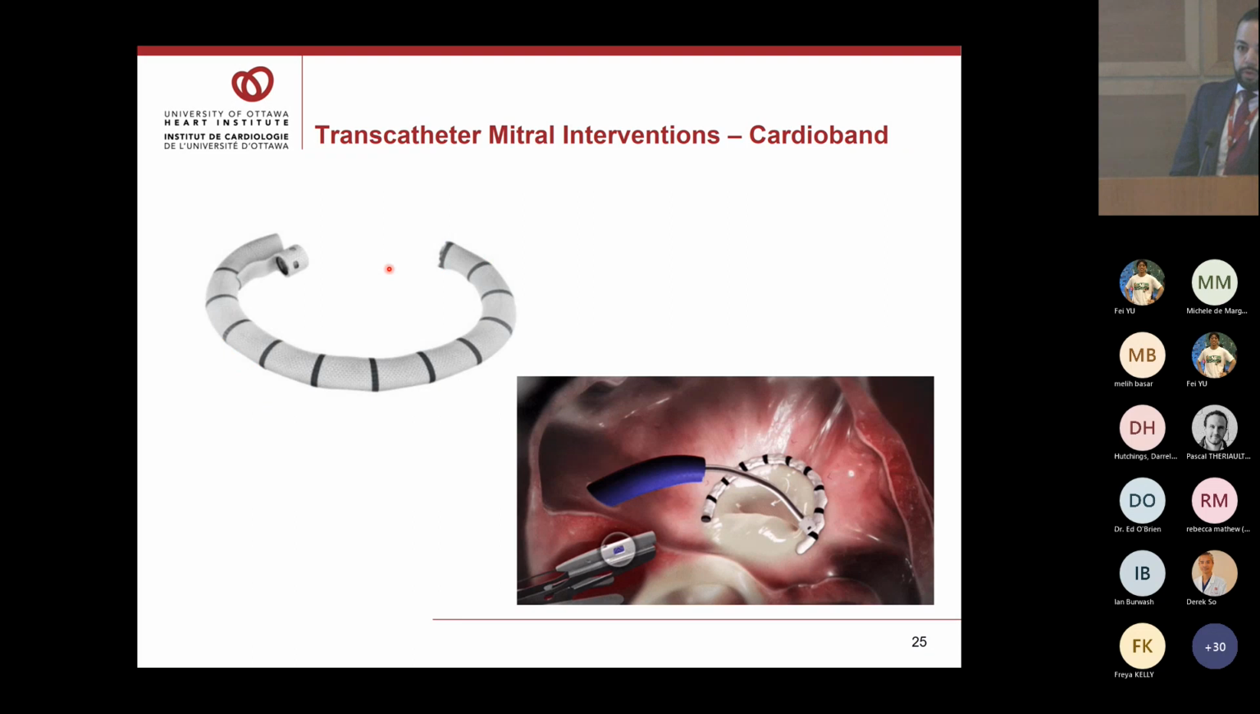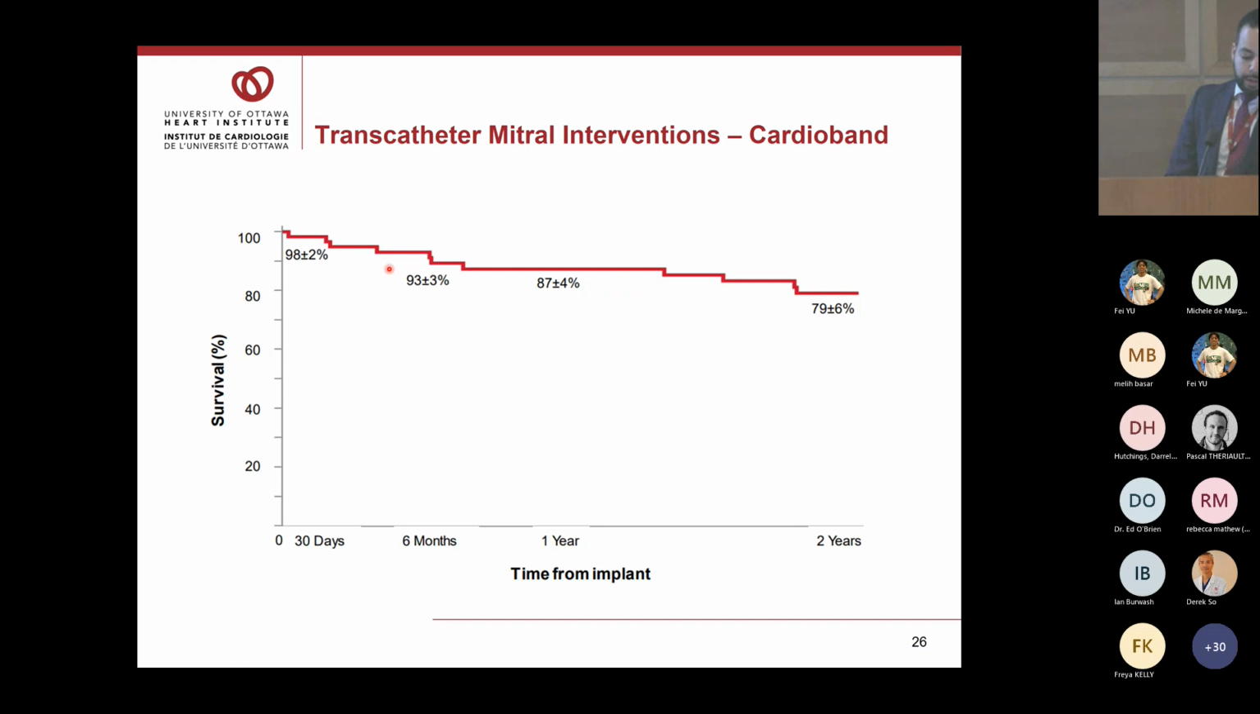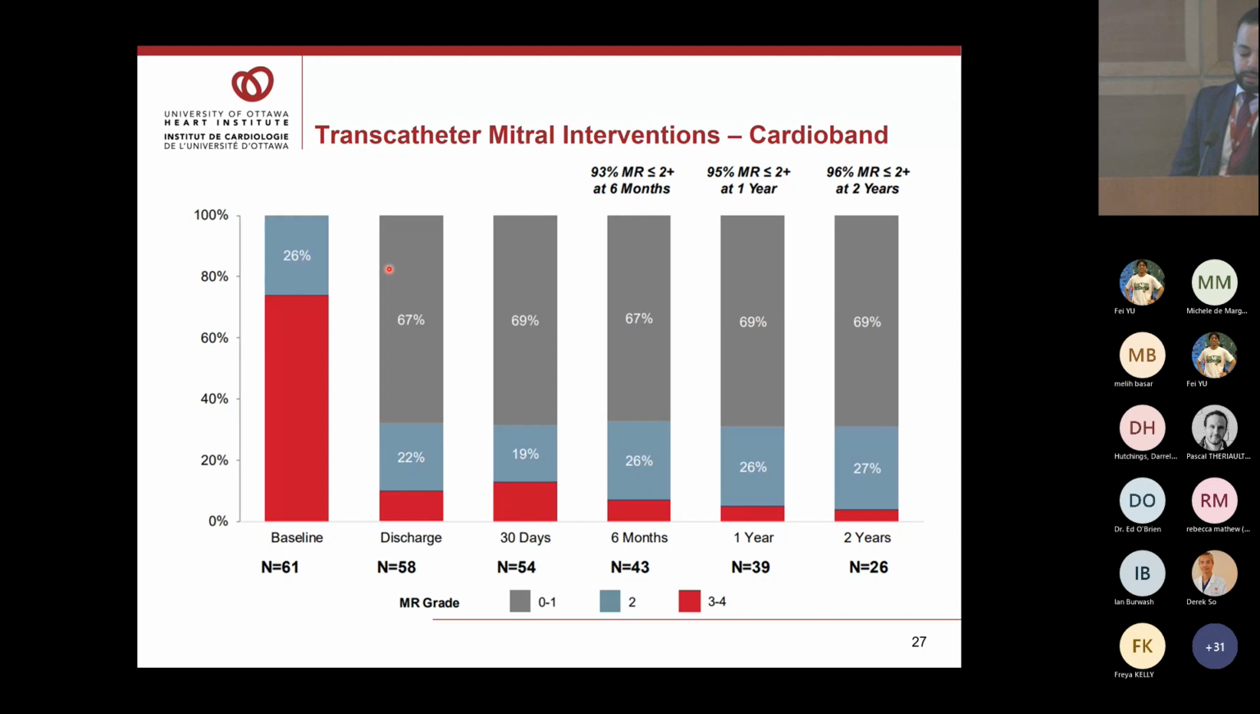There's the Cardioband intervention, a transcatheter device meant to reduce MR through annular reduction. It's a ring that goes around the annulus percutaneously and is meant to facilitate leaflet coaptation and reduce your mitral regurgitation. This was studied in 60 patients, and they showed safety of the device: 80% survival at 2 years, with good reduction in mitral regurgitation, 96% of patients with 2+ or less mitral regurgitation at 2 years. This device is now in a bigger randomized study to try and suss out clinical outcomes with more patients.